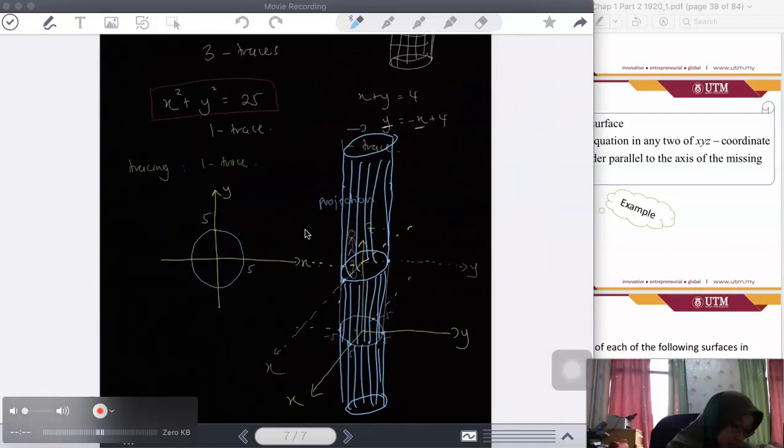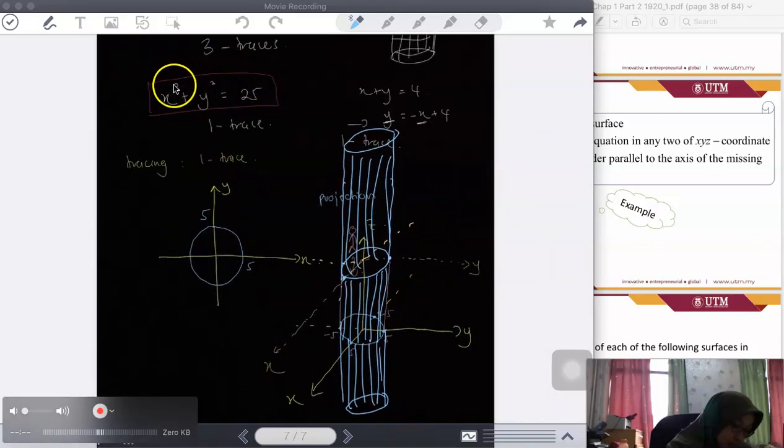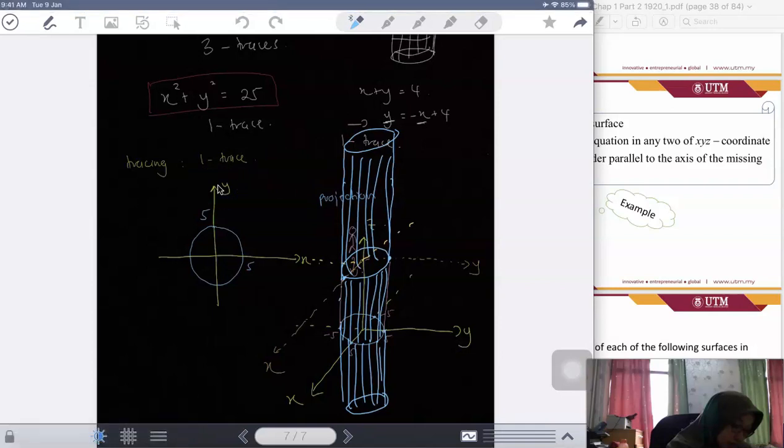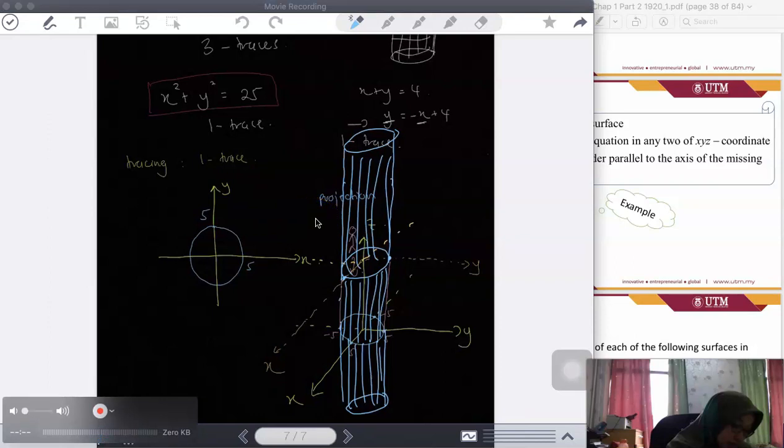Now we obtain the graph of this equation: a cylinder where the radius of the cylinder is 5 and it is lying parallel along the z-axis. So remember, this is not a circle. Yes, it is a circle if it is a trace, but now we are talking about a 3D graph, so it is a cylinder.